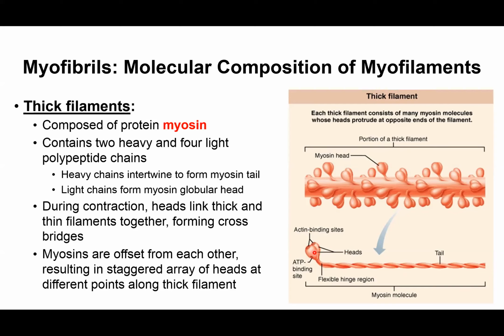Myosins are usually offset from each other, and this allows for a staggered array of heads at different points along the thick filament, which is what you see happening here in this top section. They're staggered all along the way, and this will make sense. I have a video coming up for you guys, and it will make sense why they look like that.